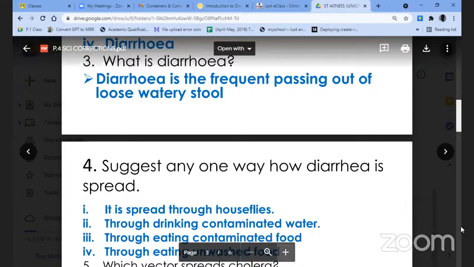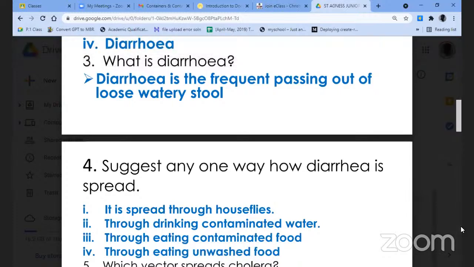So water can get contaminated with this bacteria that spreads diarrhea. Once you drink that water which is contaminated, water which has those germs, automatically you are going to get diarrhea. It will affect your stomach, the intestine, then you start passing out watery stool. You will start visiting the latrine time and again. That's the meaning of frequently. Frequently means you are going to be going to the toilets all the time.